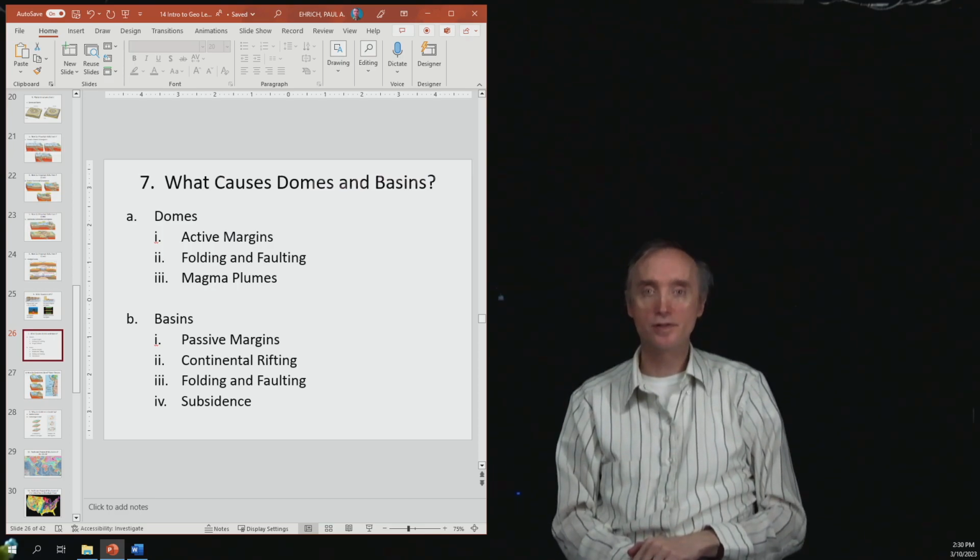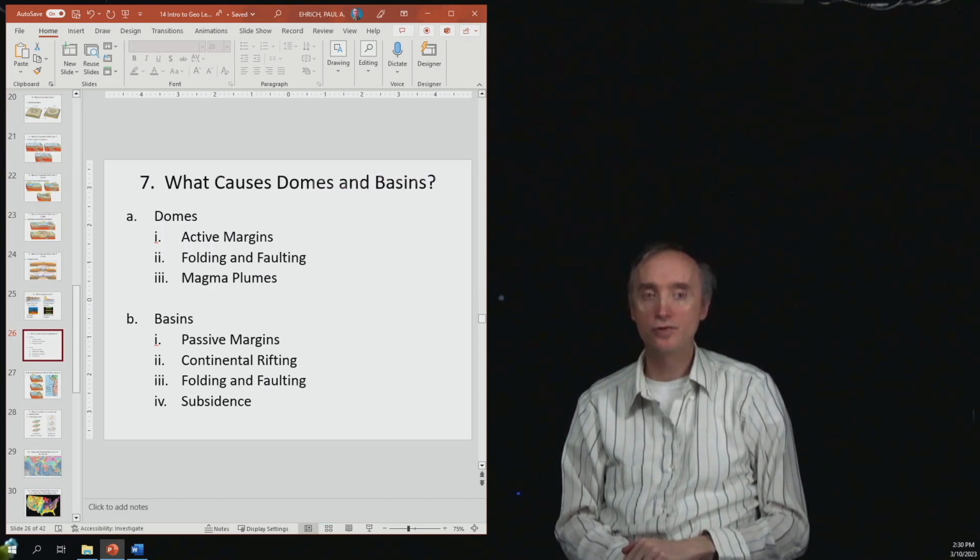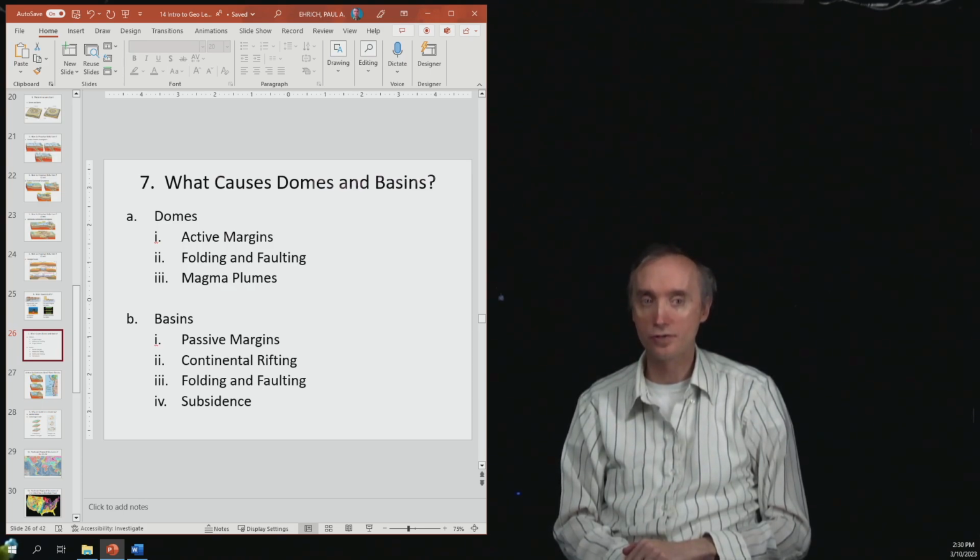Okay, so in previous segments we've talked about how to make faults, and we've talked about how to make folds, and so now we want to talk about how do you make domes and how do you make basins. So let's first talk about a dome. Well, one way of making a dome is with an active margin.